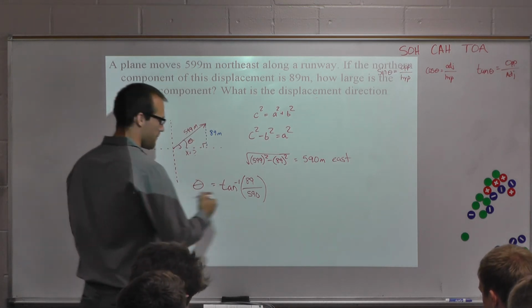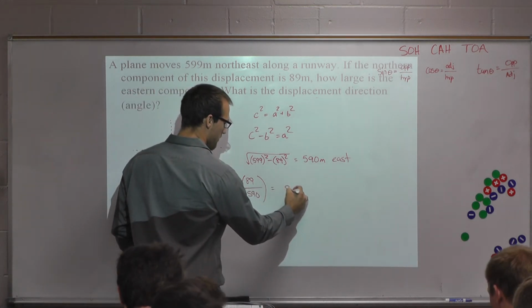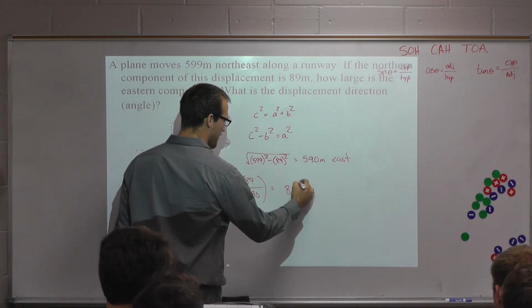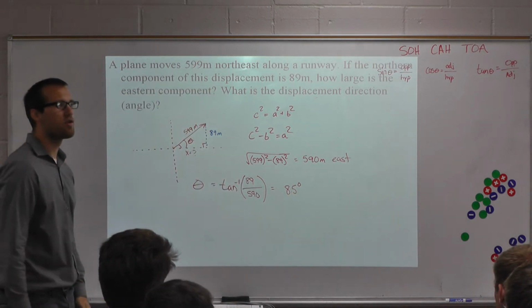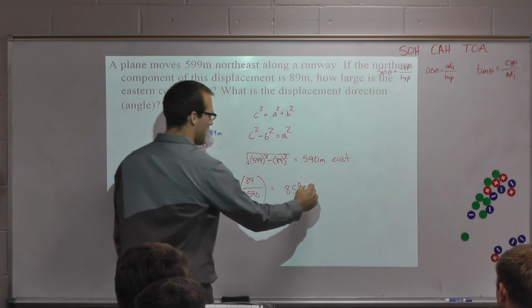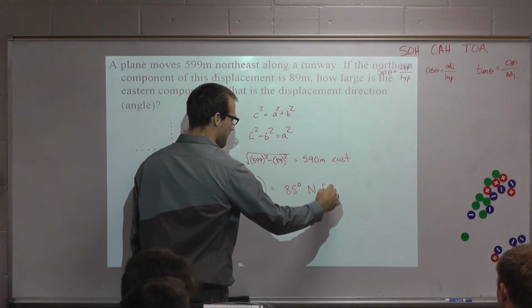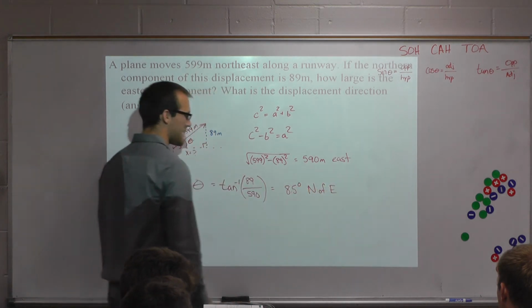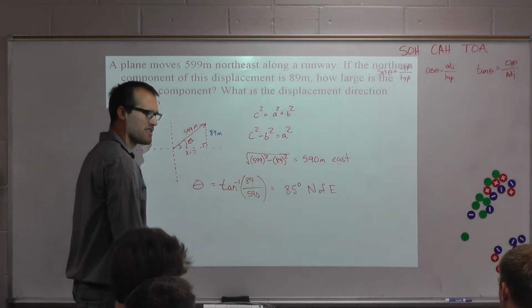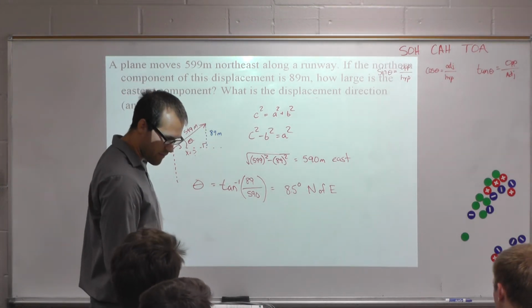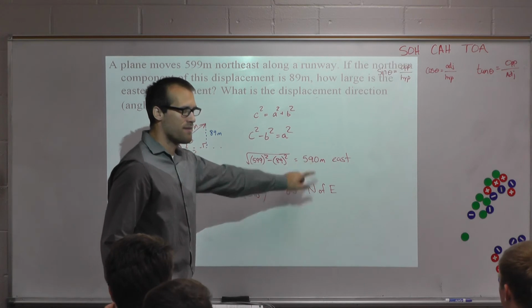What was the angle? It's 8.5 degrees. 8.5 degrees of what, of what here? North of east. What would be the other way you could say it? You could also say 81.5.